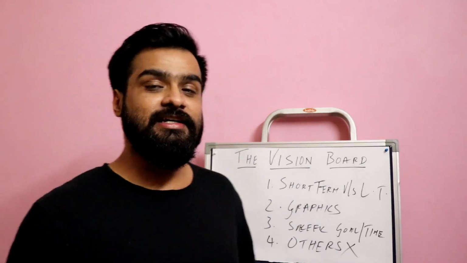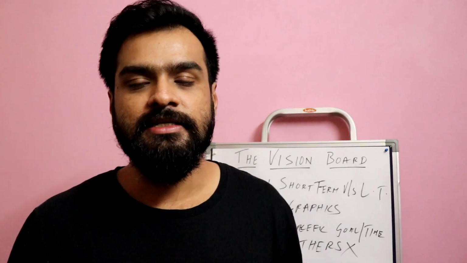So the fourth point is not to worry about others. Now, where do you put this vision board? You put this vision board in your room or on a book or on your phone, whatever is helpful for you. Now, I would suggest personally you can put it up in your room and make it as big as possible and put it up on your wall.